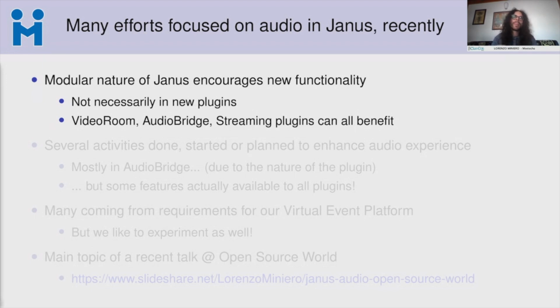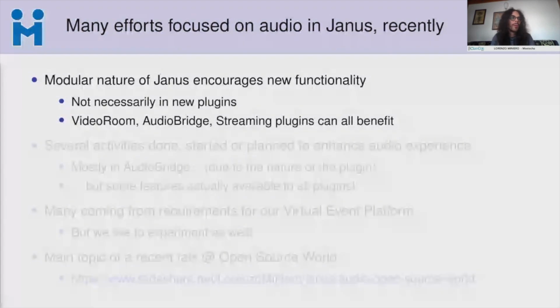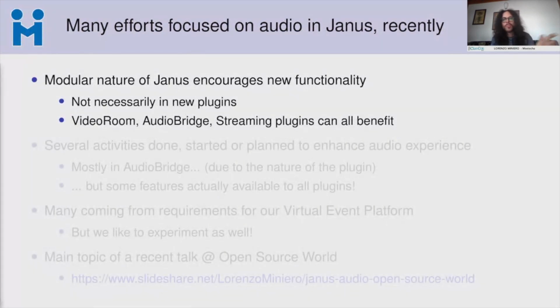And so, as I was mentioning initially, Janus does have a modular nature, which means that it's easier for us to play a bit with the different functionality that we have, to try and add functionality that is either specific to a custom plugin or a specific plugin. So, for instance, the Audio Bridge plugin may be the only one that benefits from some MCU features, or something that we implement in the core and can be taken advantage of by different browsers instead.